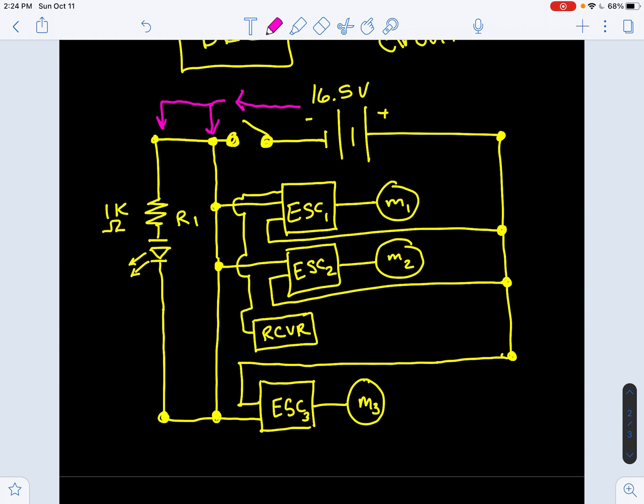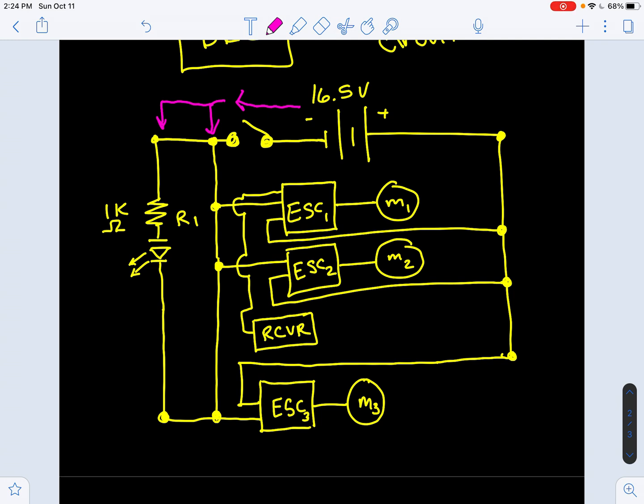So we have a parallel circuit with the LED and the indicator light, and we have a separate leg, as mentioned before, with the ESCs and motors. The first ESC that we come to, the power can travel through it into the motor, and then it's connected into the other side of the circuit. Same with both of the other two ESCs.